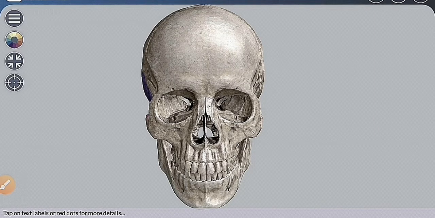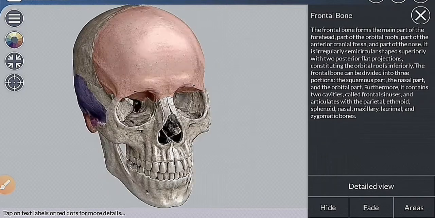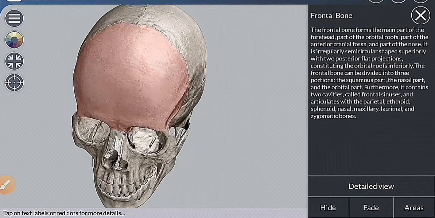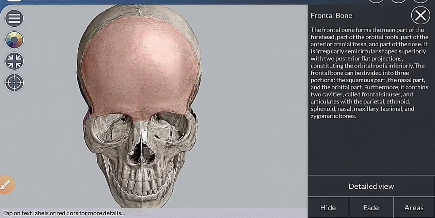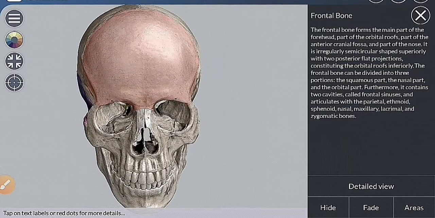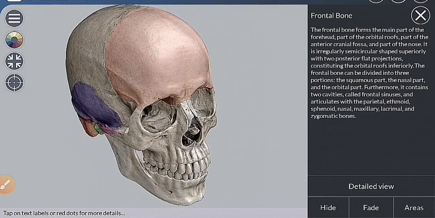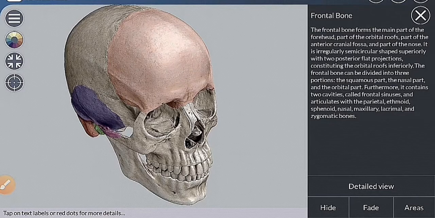So the first bone is the frontal bone. This is the frontal bone. It's the bone that forms the forehead, and it's smooth and convex. It protects the brain, and also it's one of the strongest bones of the face.